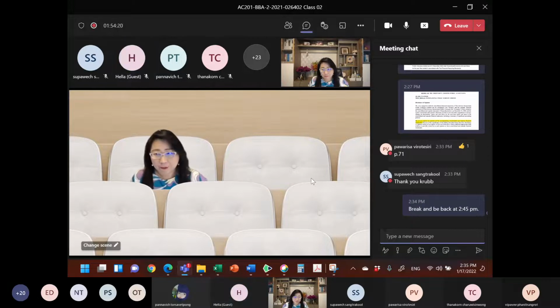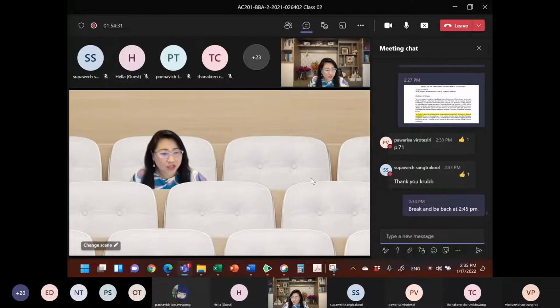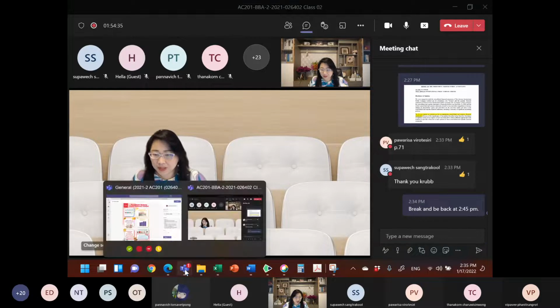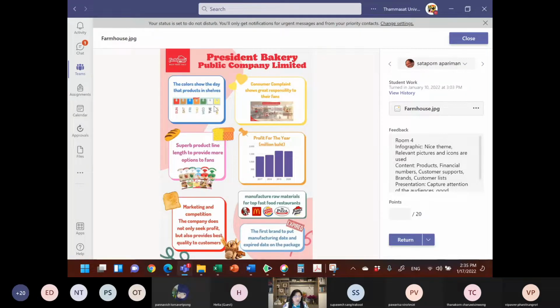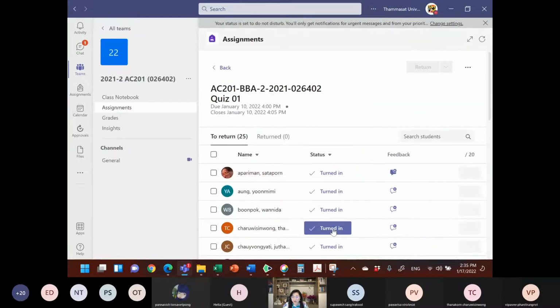Okay, and how do we join the groups? Okay, so I think the exchange students can group together and then prepare this one-page infographic, gathering the information about President Bakery. Let me show the example from some other groups as well.